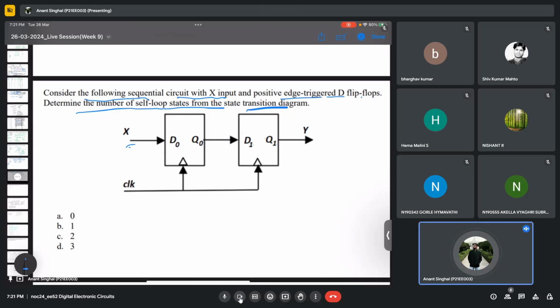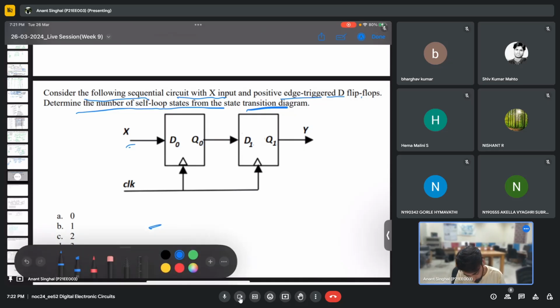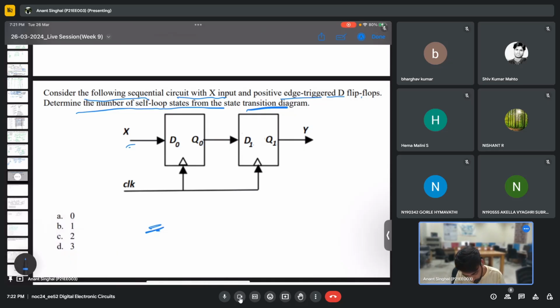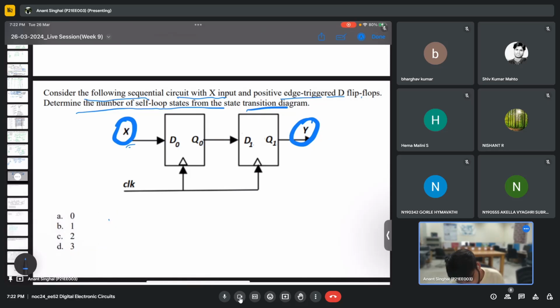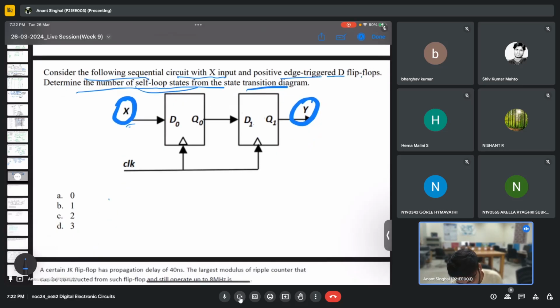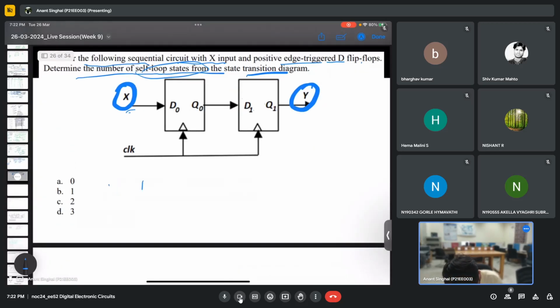So let me try to solve it out. It says consider the following sequential circuit with X as an input and Y as an output with a positive edge trigger D flip flop, and it is having a single clock. So again, this will be a synchronous circuit. So we need to find the self loop states from the state transition diagram.